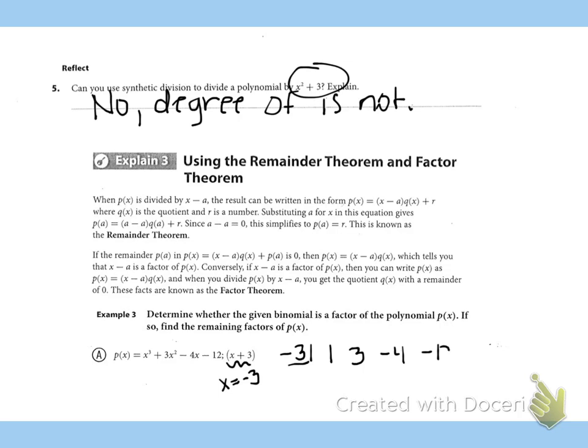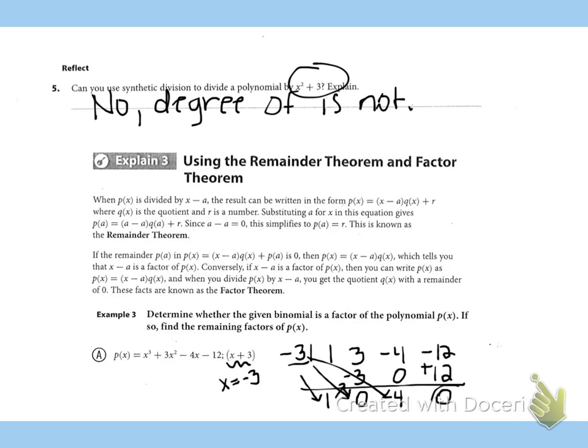12. And I'm just going to go ahead about my business going through this process, bringing down the 1, multiplying, and adding. So negative 3 times 1 is negative 3. Add those together, I get 0. Negative 3 times 0. I just draw these little things in to remind me which things I'm putting together. Negative 3 times 0 is 0. Negative 4 plus 0 is negative 4. Negative 3 times negative 4 is positive 12. And negative 12 plus 12 is 0.